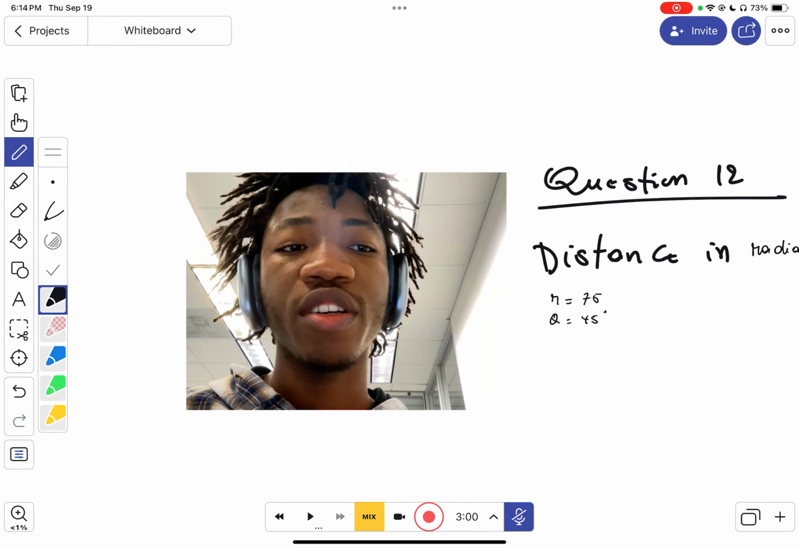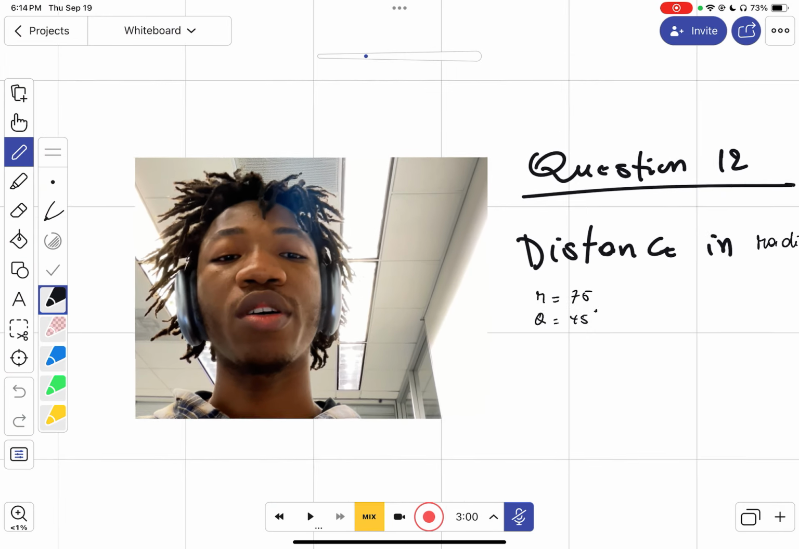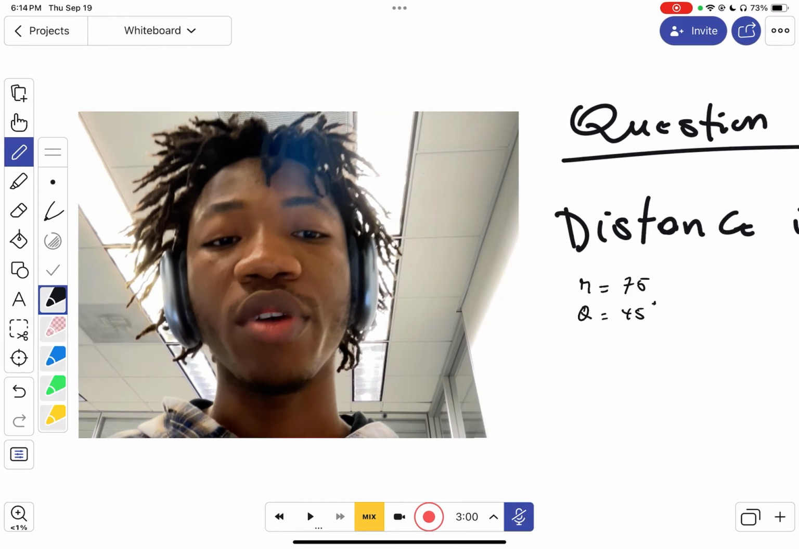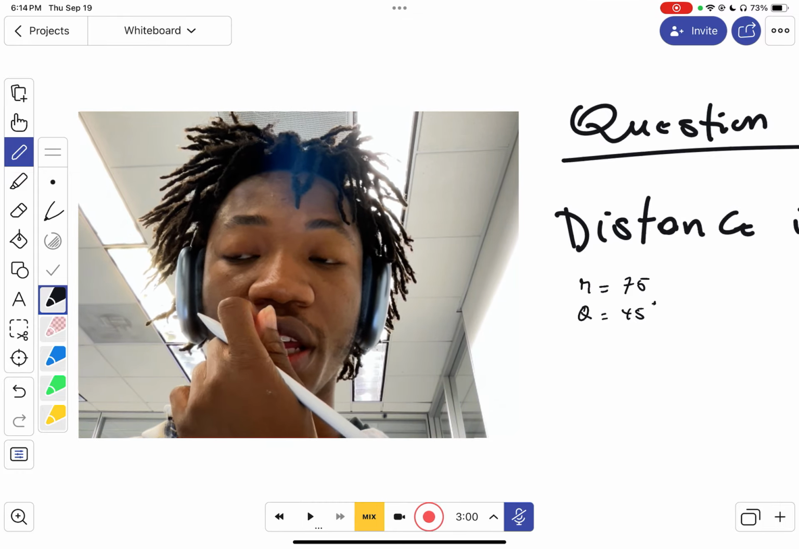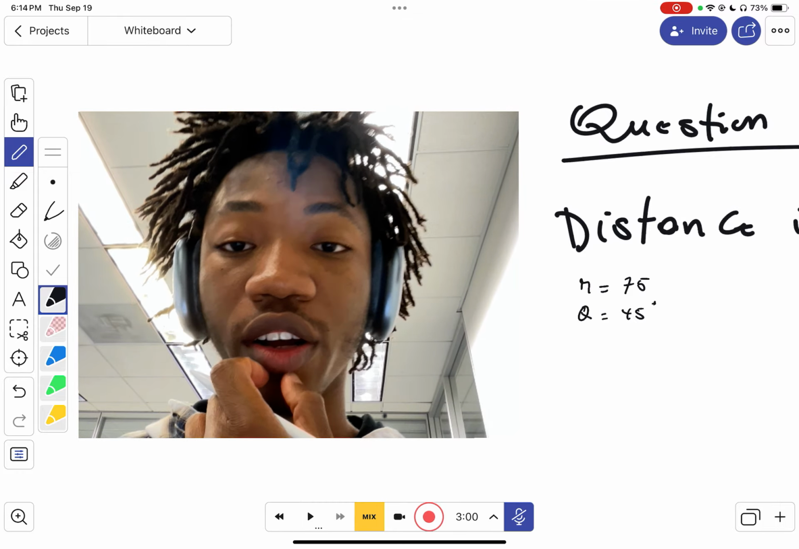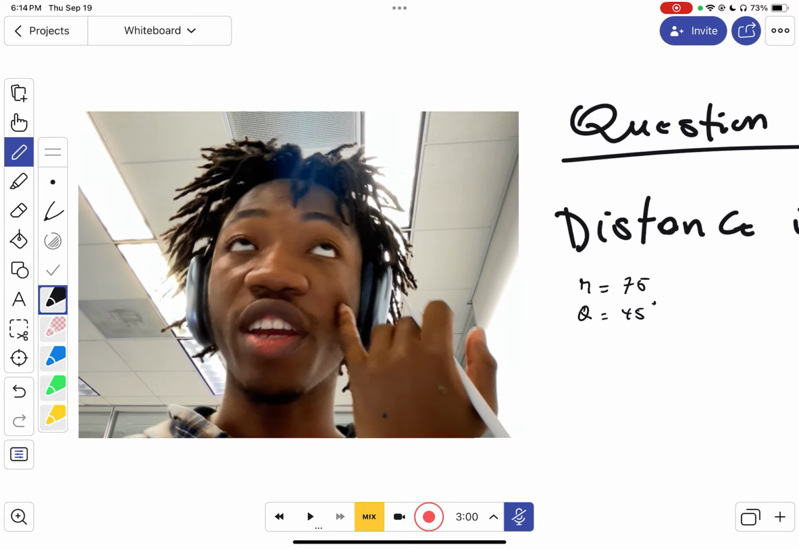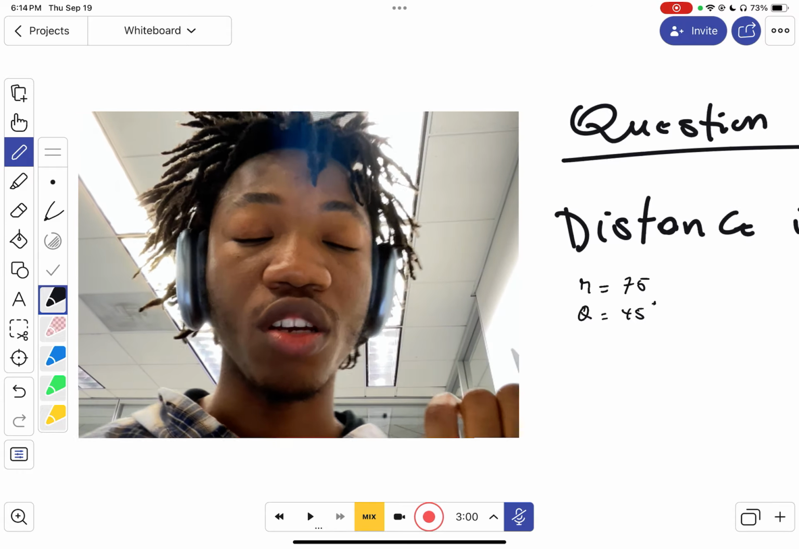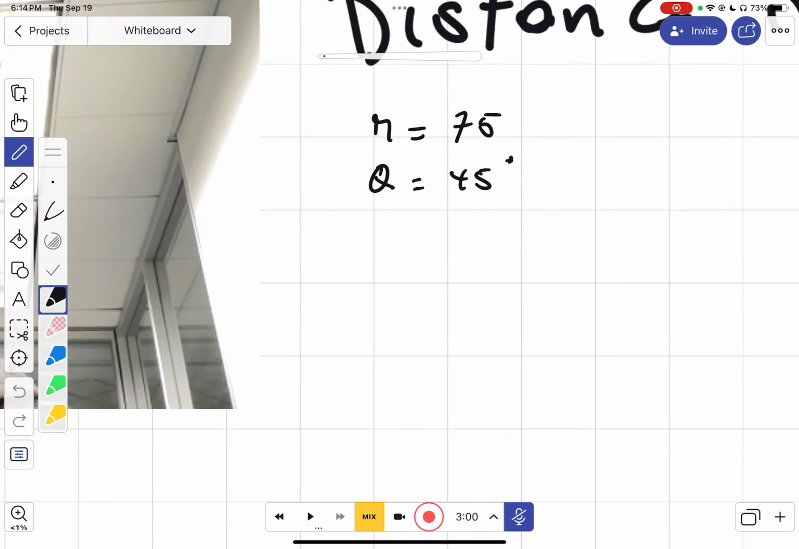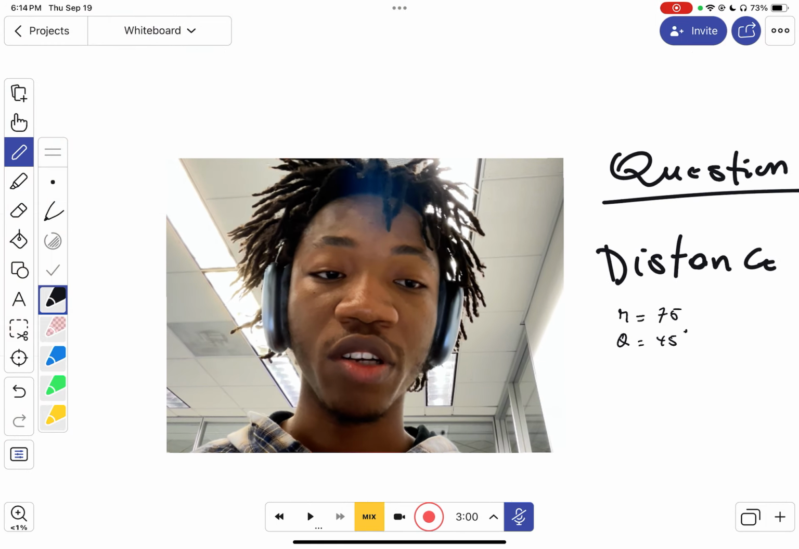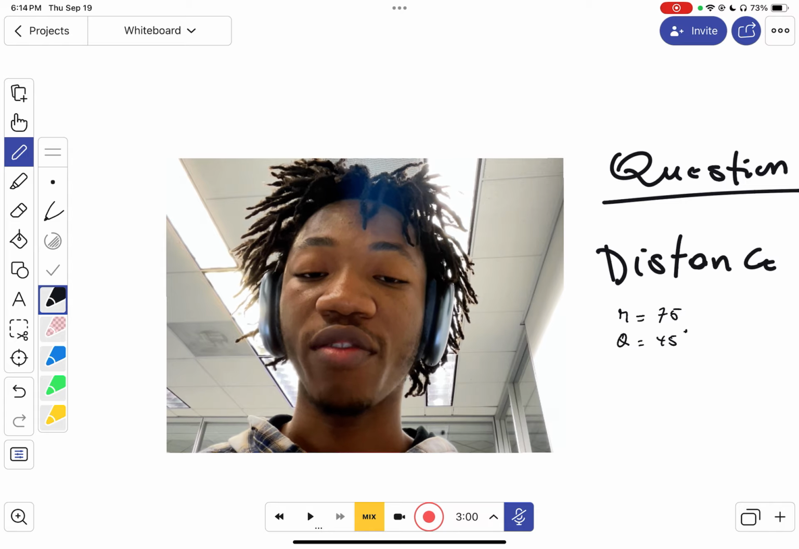All right, so for question number 12, we pretty much have the same scenario, but with different numbers, but they give us the angle in degrees. So the thing that you guys need to do is to convert the angle from degrees to radians, and the way you do that, you take the 45 they gave you and multiply by pi over 180. So that's going to be step one, and then what you get from this, you're going to multiply by 75.